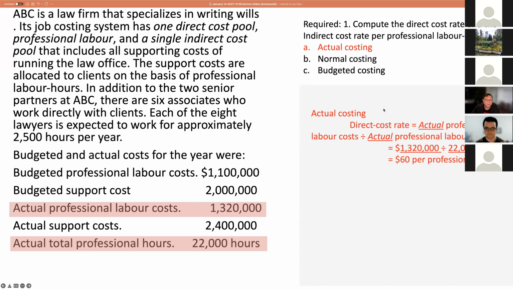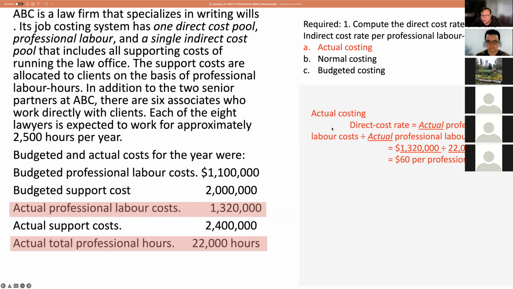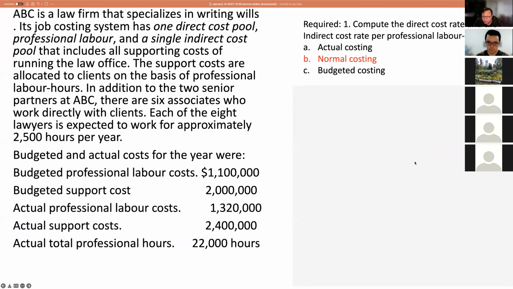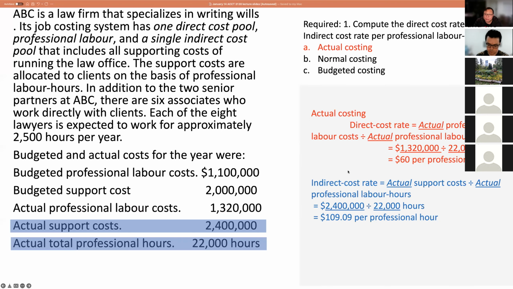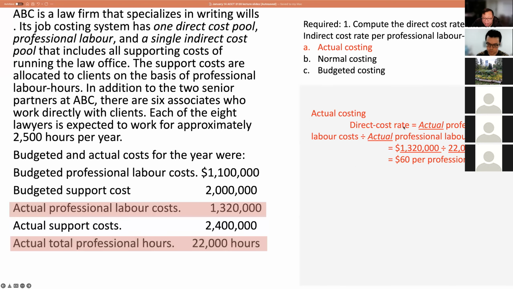These are the actual numbers. So when I'm using the professional hours, I'm using the actual professional hours, that's the 22,000 hours. And the actual professional labor cost is the direct cost. So for the direct cost rate, I'm using 1.32 million divided by 22,000, which works out to be $60 per professional labor hour.